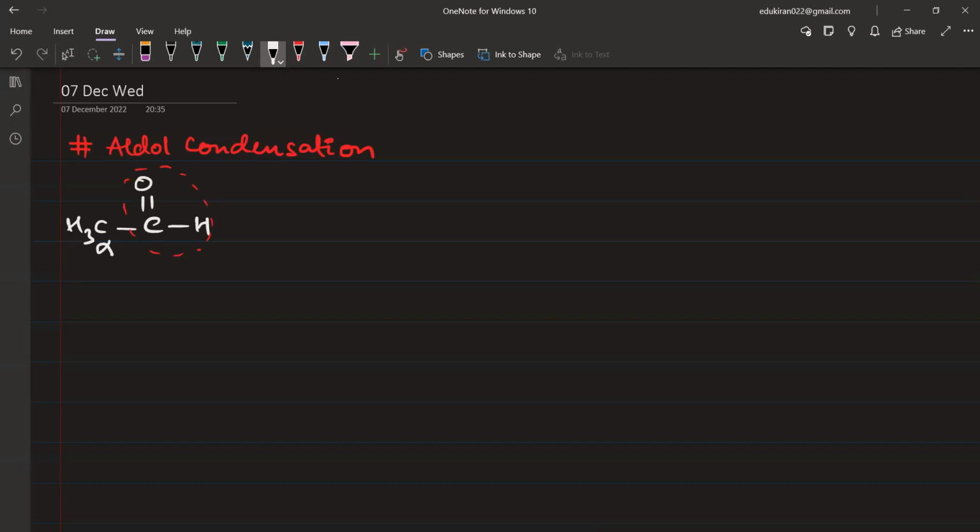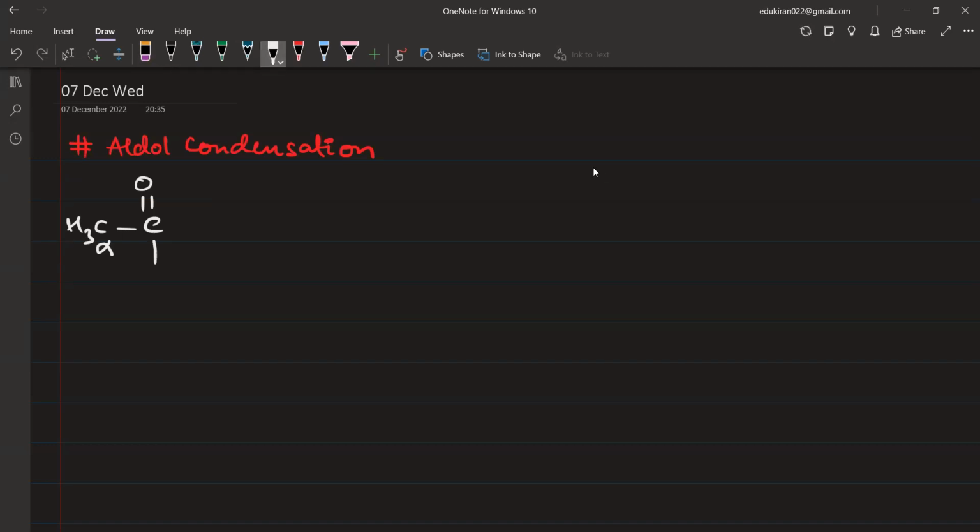How many alpha hydrogens does this one have? Please tell me. 3 alpha hydrogens. Okay. So aldol condensation can only happen if you have at least 1 alpha hydrogen. Please remember that. When any molecule, aldehyde or ketone, has at least 1 alpha hydrogen, it undergoes a self reaction. It reacts with itself in the presence of a base.